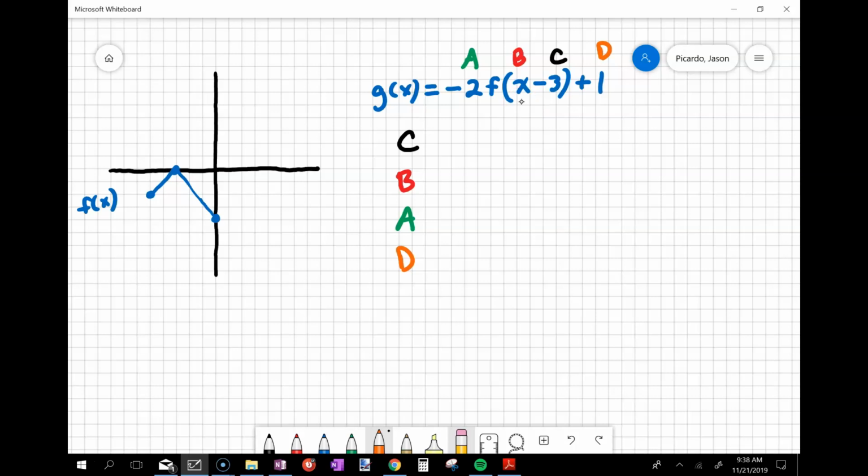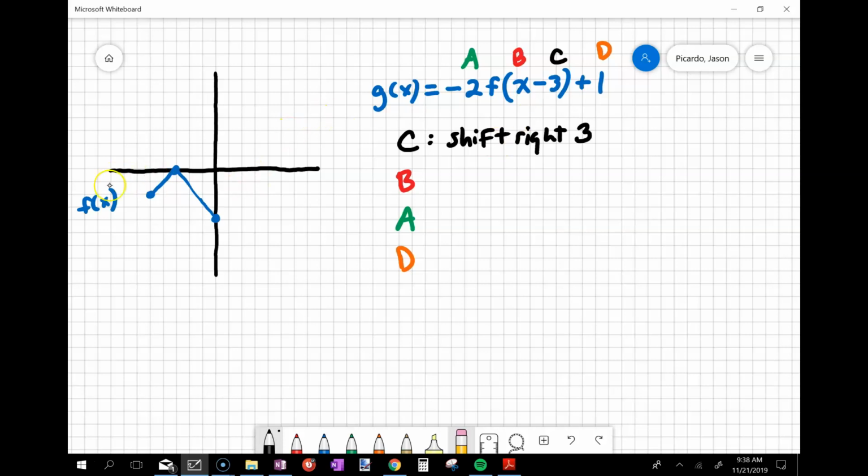I'm going up 3? Over 3. Give me a direction. I'm shifting to the right 3. Again, why to the right? Because when I'm in here, it always changes the what? The X's. And when I change the X's, that means I move left or right, doesn't it? Okay? So this C value is going to give me a shift to the right 3.